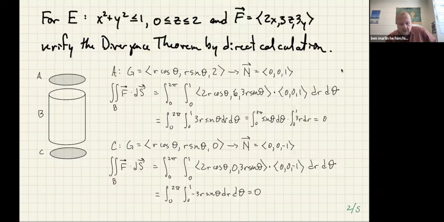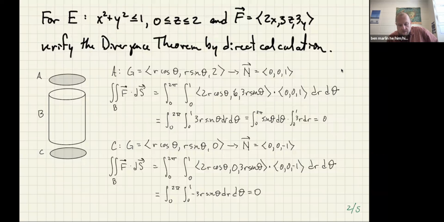Okay? So then the 2x, we replace the x with the r cosine theta. The 3z, we replace the z with 2. And the 3y, we replace the y with r sine theta. We're dotting that with 0, 0, 1, which means the first 2 entries just drop out. So this means that what we have to integrate is the 3r sine theta dr d theta.